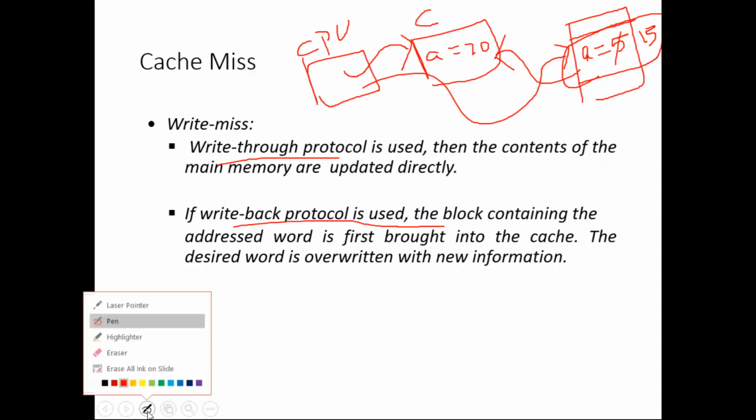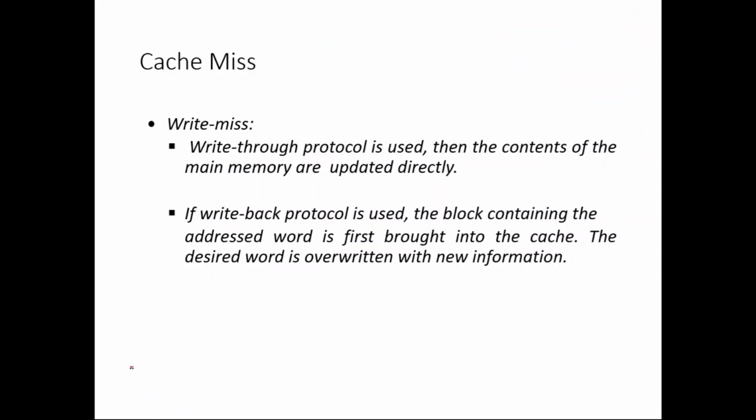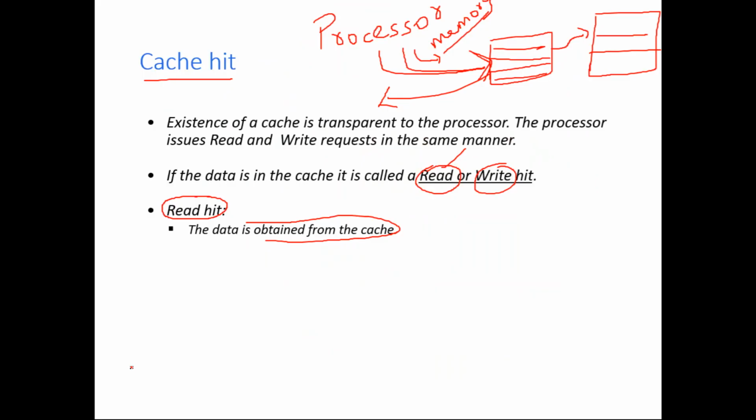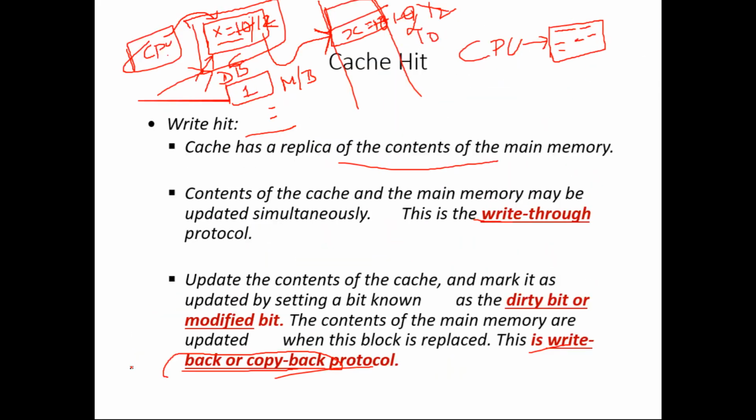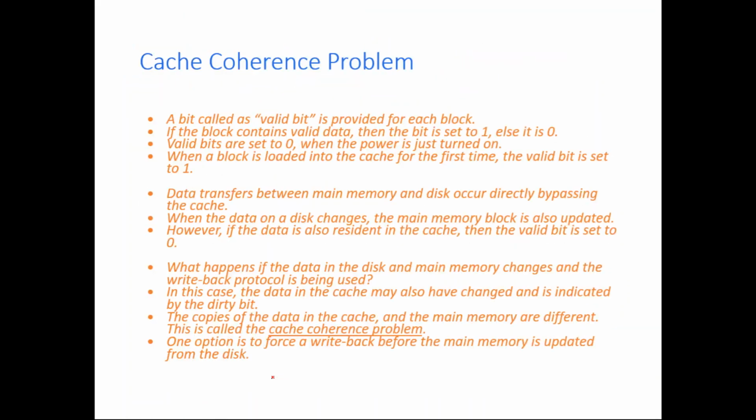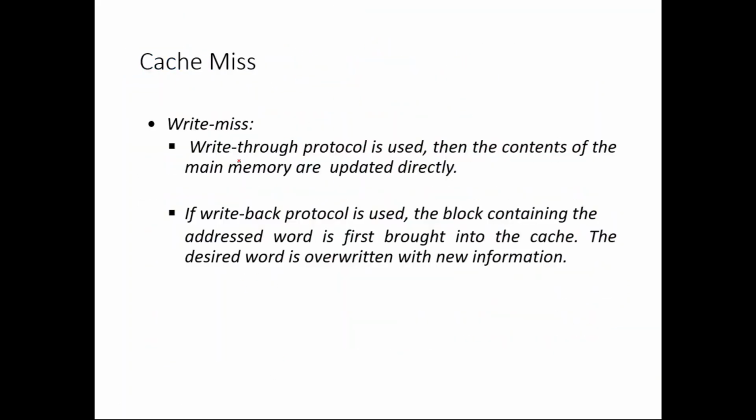So there is a write through protocol in write hit also. You should remember that. Here also we have the write through protocol and the copy back protocol, and in write miss also we have the write through protocol. In write hit, write through means you are writing both the cache and the main memory at the same time, updating the cache and also the main memory. Whereas in write miss, write through means the data the processor wants to update is not in the cache, so you are directly updating the main memory.